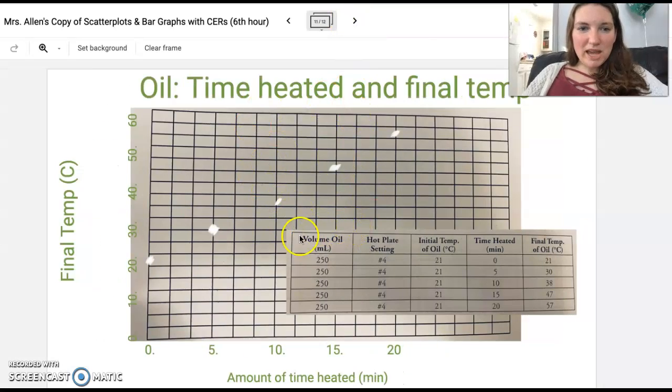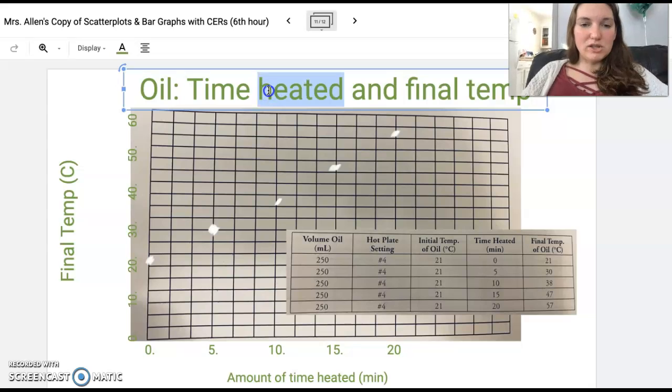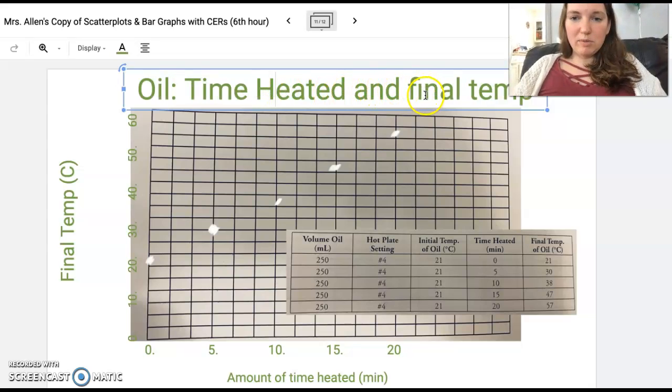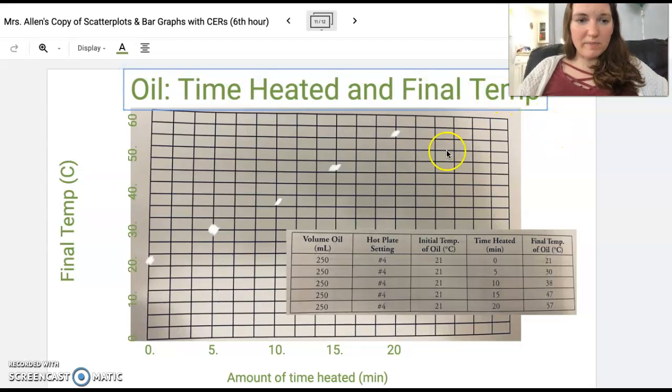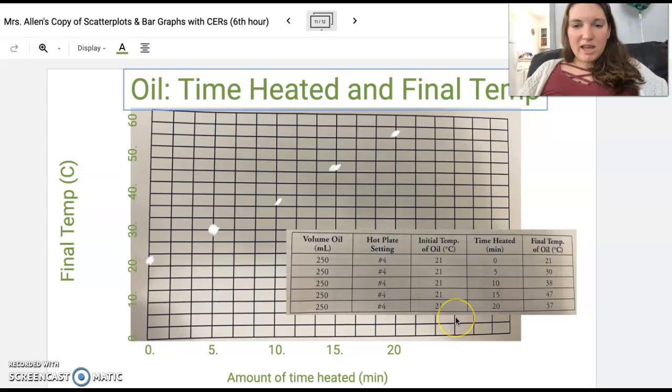All right, so then we have this oil heated and final temperature graph, and again, you can tell right from the title what this graph is about. Don't be cryptic. Science writing is super straightforward and direct, puts words in boxes that are already there, so don't fight it, just make it really clear. Ooh, and I see something that I should have done here. I needed to capitalize the important words in my title. Okay. And again, you can see time heated is my x-axis and final temp is my y-axis.